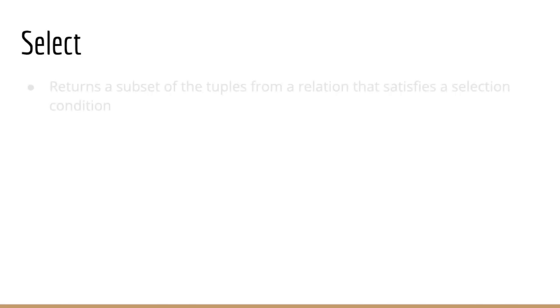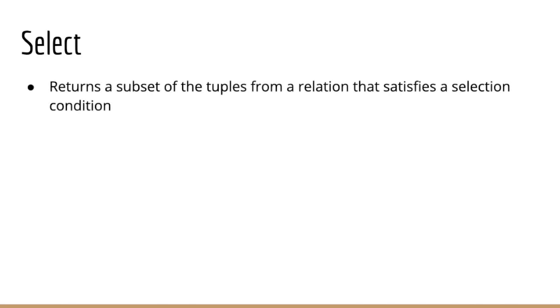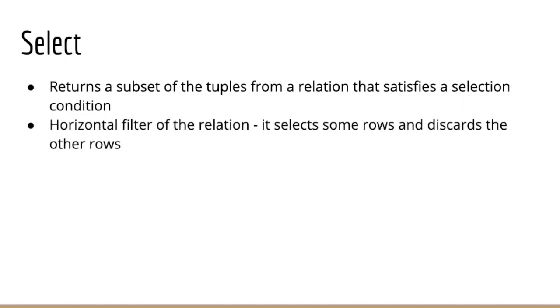The select operation returns a subset of the tuples from a relation that satisfies a selection condition. It is the horizontal filter of the relation, meaning it selects some rows and discards the other rows.